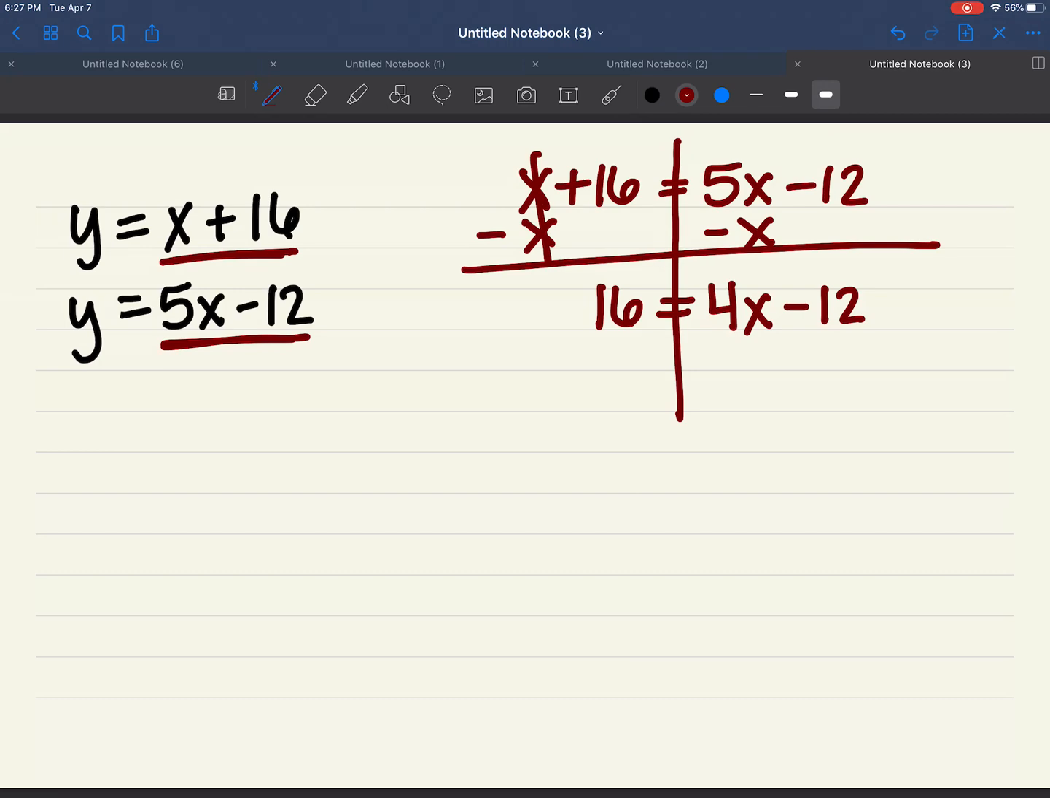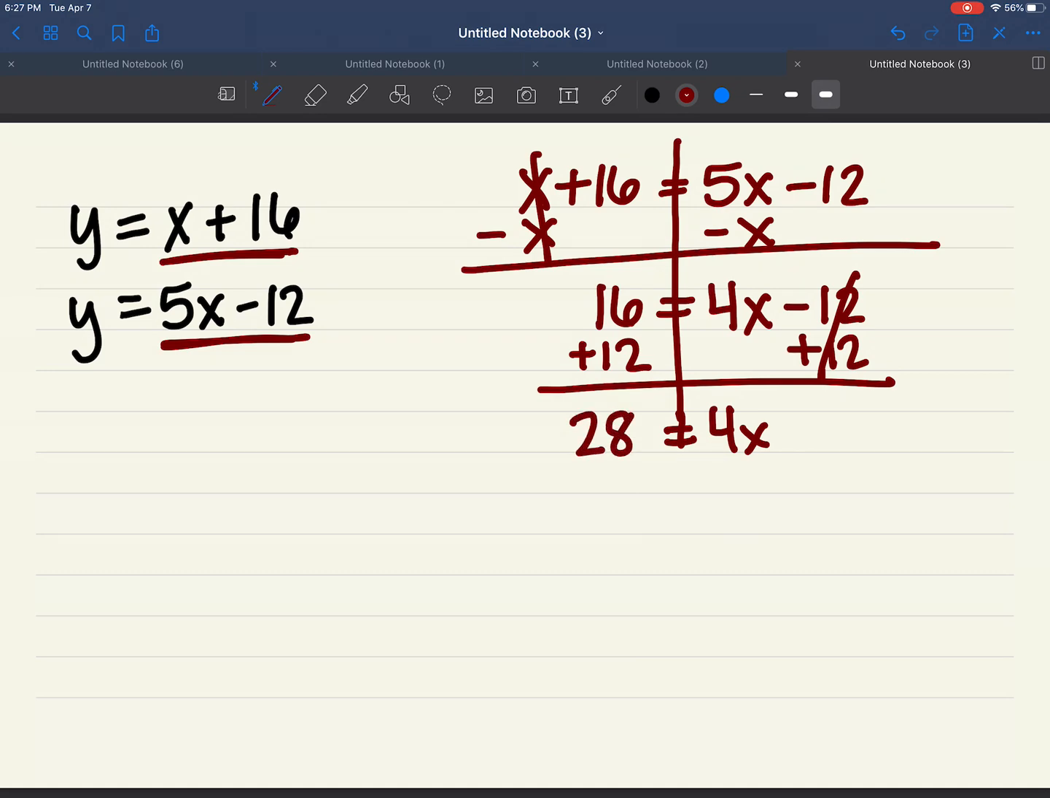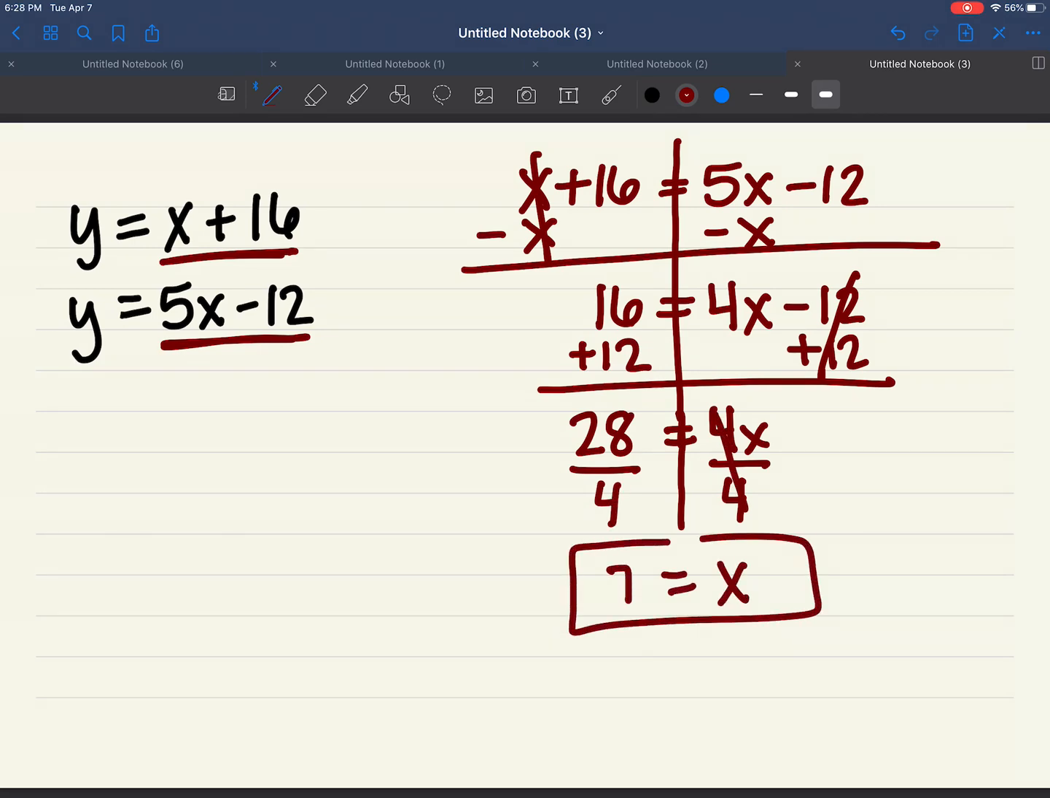Okay, so we've put everything with a variable on one side. That means everything that does not have a variable needs to go to the other side. So we need to get rid of that negative 12 and get it to the other side. So use opposite operations, add 12 to both sides. On the right side it cancels, leaves you with just 4x. On the left side you add those two together, 16 plus 12 is going to give you 28. Your last step here is just to separate 4 and x to get x by itself. So we divide both sides by 4 and we get x is equal to 7.